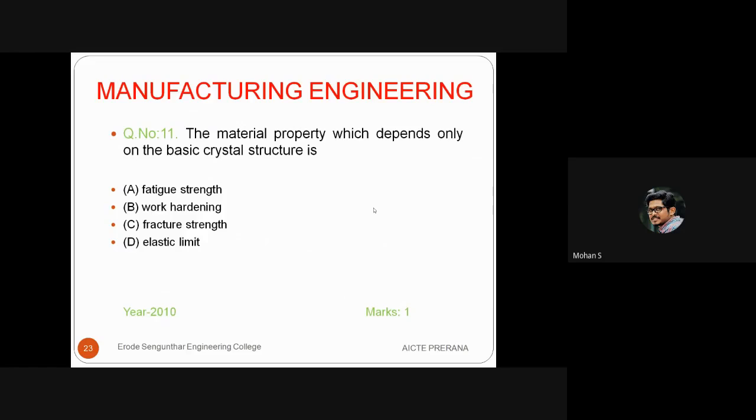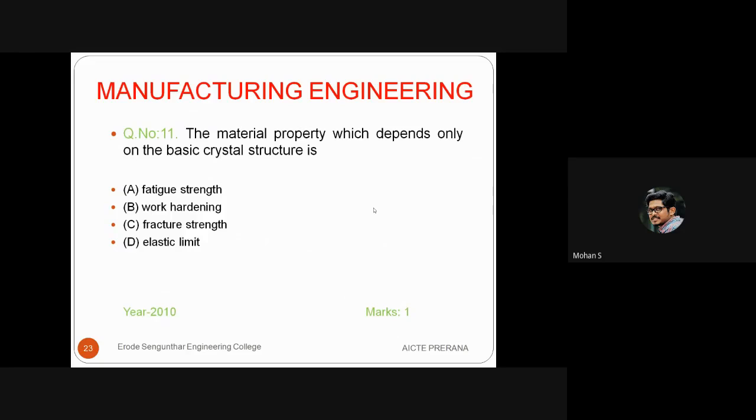So we all know that every material has its own material property. And here the question is the material property which depends only on the basic crystal structure. The basic crystal structure itself defines the material property. So let us see the options. Fatigue strength is also called the endurance limit. Endurance limit is the stress below which multiple numbers of loading cycles can be given before it collapses. That is called fatigue strength.